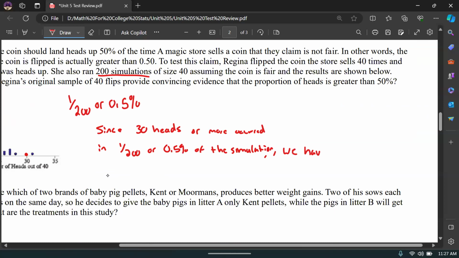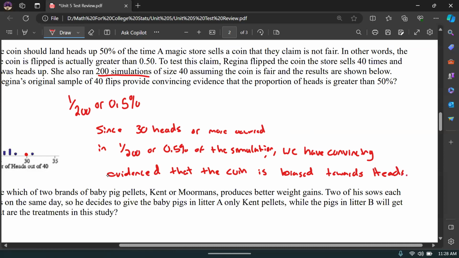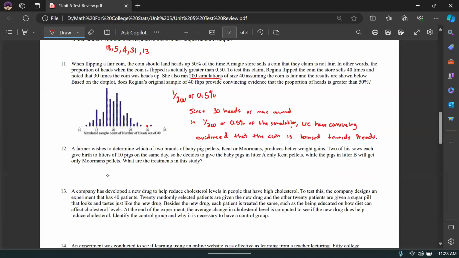We have convincing evidence that the coin is, I don't know, biased towards heads or something like that. Right, it will land on heads more often. Something like that. All right, number 12.